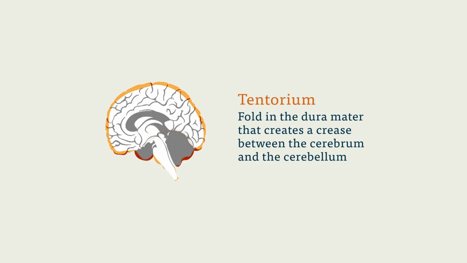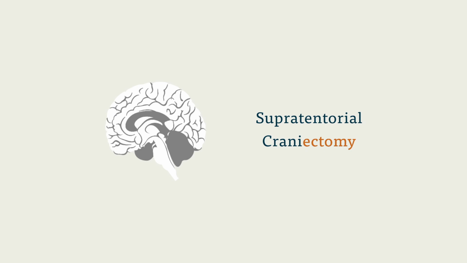You'll always need to know the anatomy of the brain and the directional suffixes that describe where, in relation to certain parts of the body, a procedure is performed. For example, the tentorium is the fold in the dura mater that creates a crease between the cerebrum, the anterior or front section of the brain, and the cerebellum, the posterior or back of the brain. You may need to code a supratentorial craniectomy. If we break this down, we see that it's the cutting away, ectomy, of matter above the tentorium, supra.